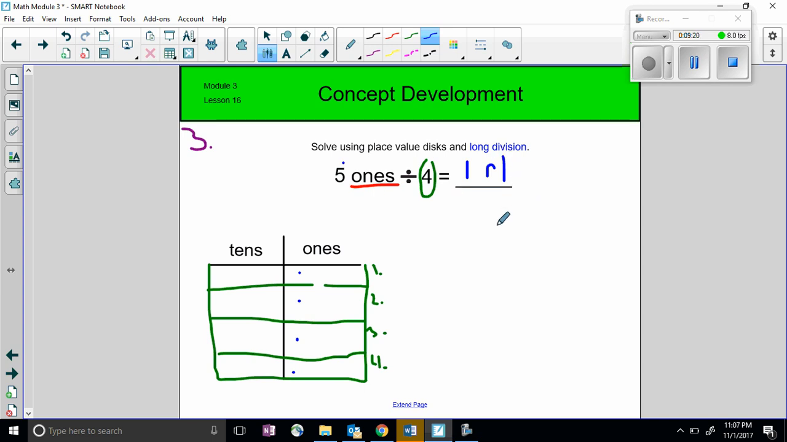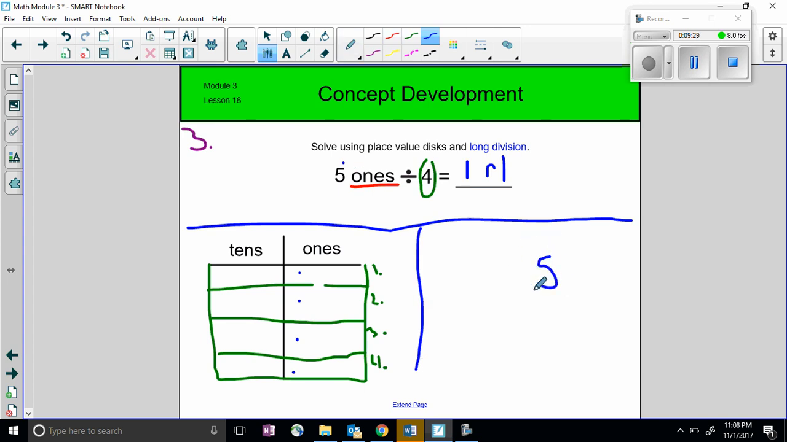Same thing with long division. I don't know why I don't have it labeled. There we go. Remember, our 5 is going to go on the inside. 5 divided by 4. What's my song before I start? Divide, multiply, and subtract. Bring it on down and bring it on back.